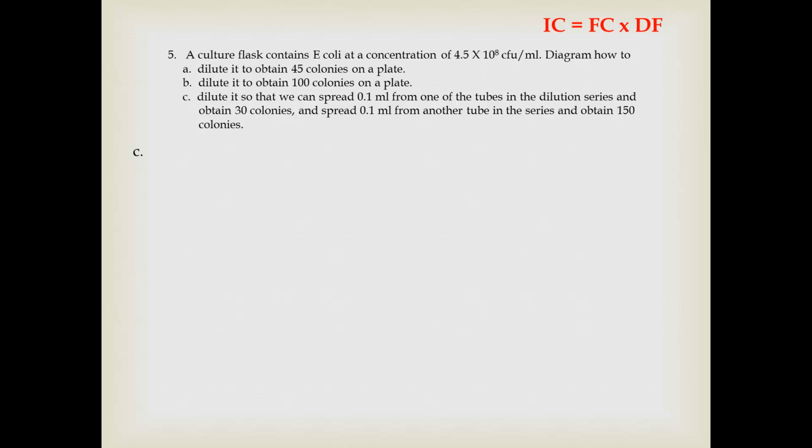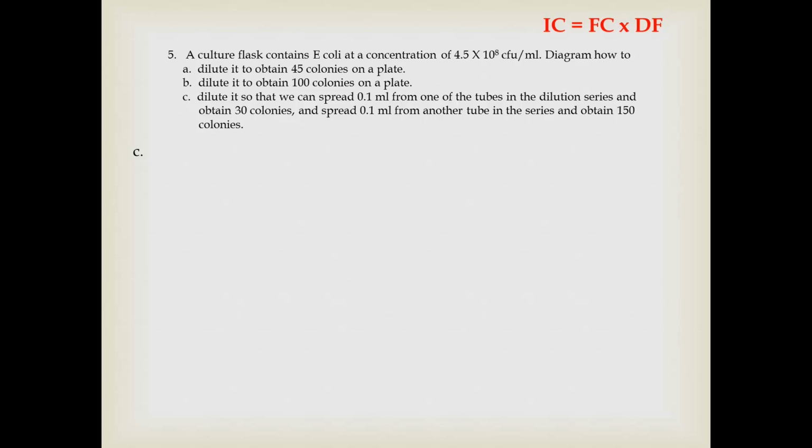We need two different concentrations and two different plates. Okay, well, that's fine, right? We're doing a serial dilution, but all this means is that we need to predetermine the concentration of two of the tubes. And we know that the one that gives us 30 colonies is going to be the most dilute one, the last one. The one that gives us 150 colonies is going to be less dilute, so it makes sense to start with that one.